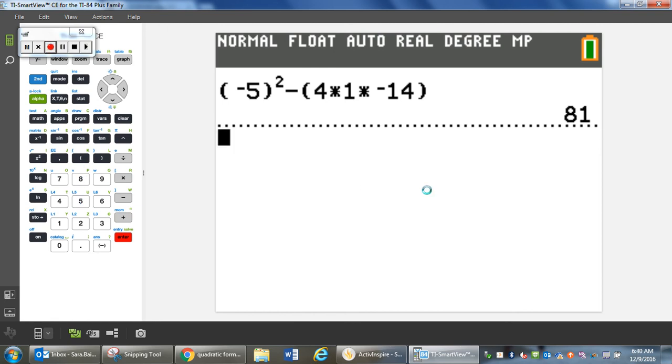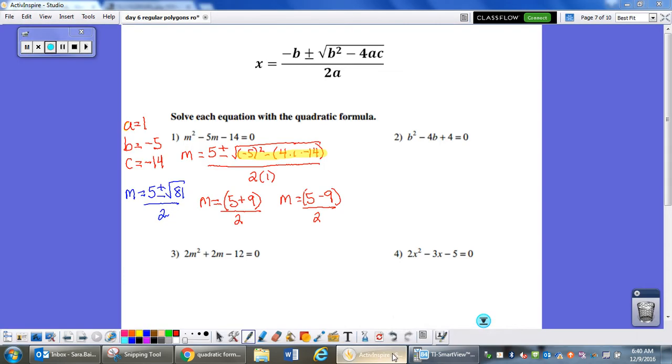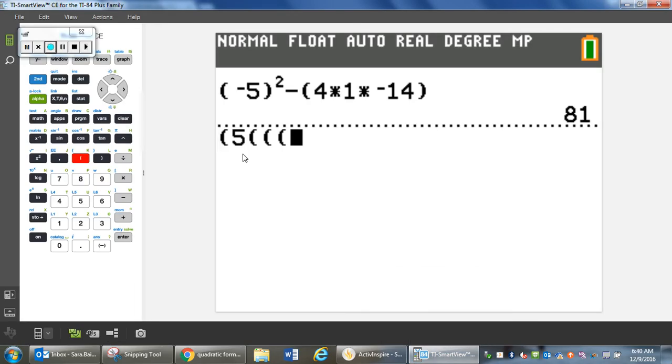Calculator, did you freeze? My calculator froze. Okay. Oh, maybe not. All right.